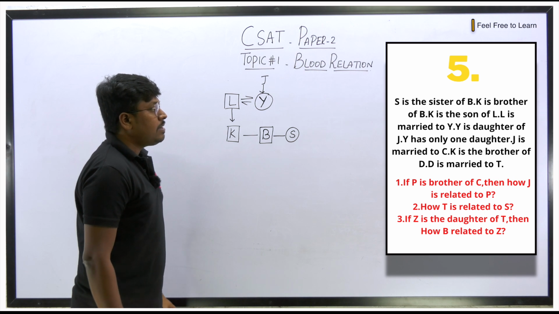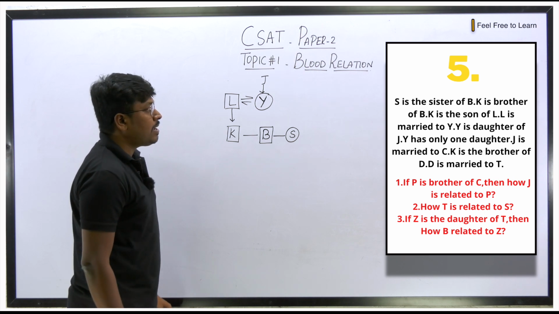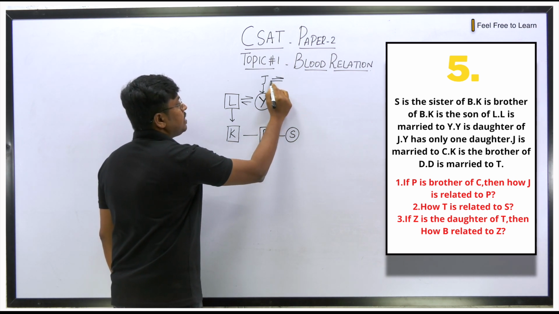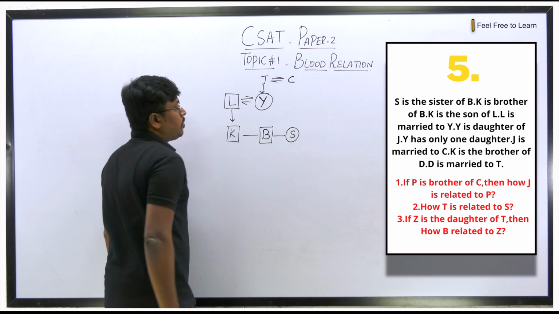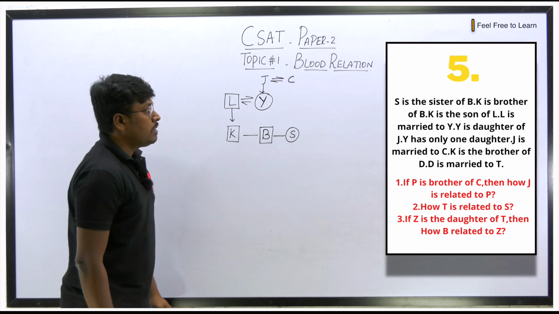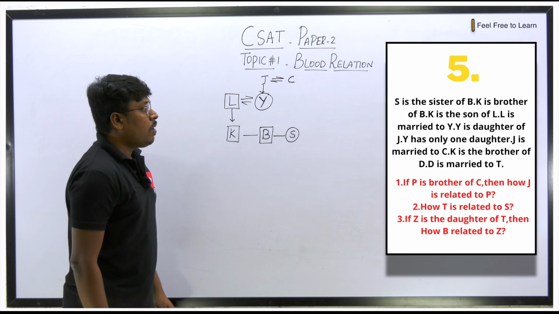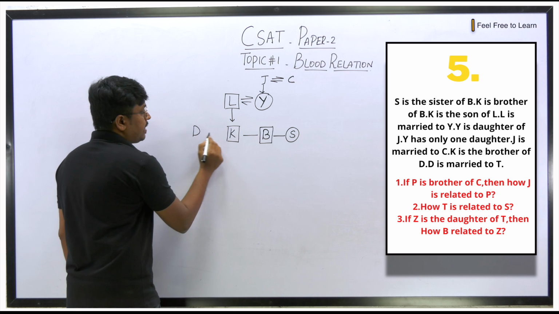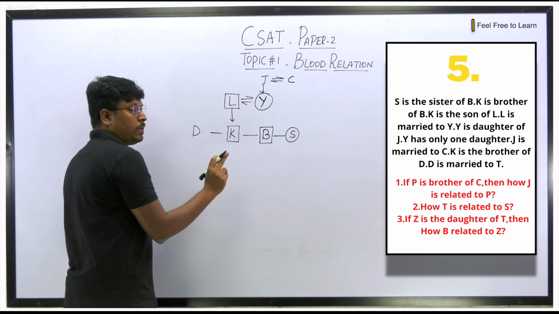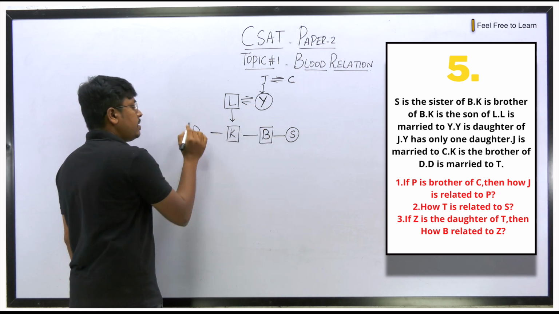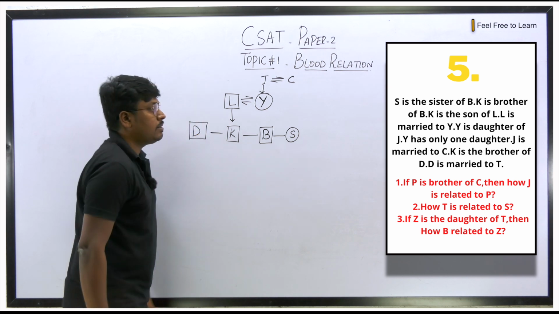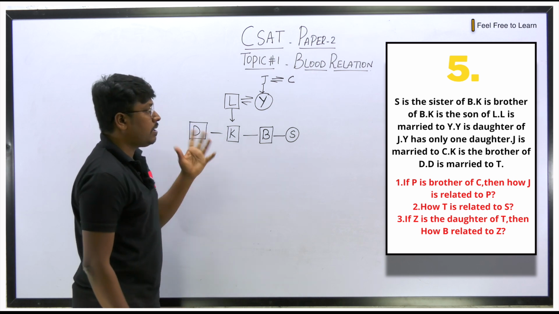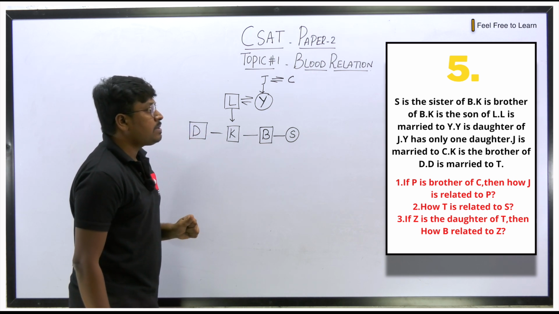So next, J is married to C. Okay, so the person J is married to C. Again, the persons C and J, both genders are unknown. So K is brother of D. Then D's brother is K. And we already know that Y is having only one daughter. So definitely D will also be the son. So next point, K is brother of D. So D's brother is K. Okay, I have read that point again. So next, D is married to T.